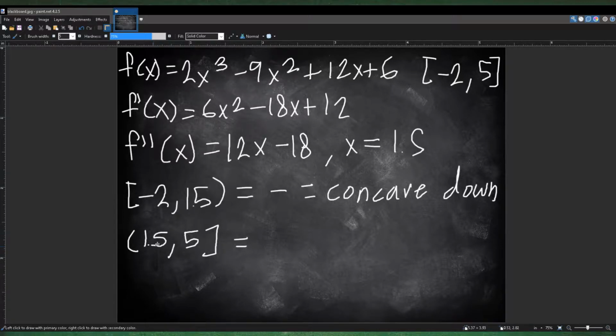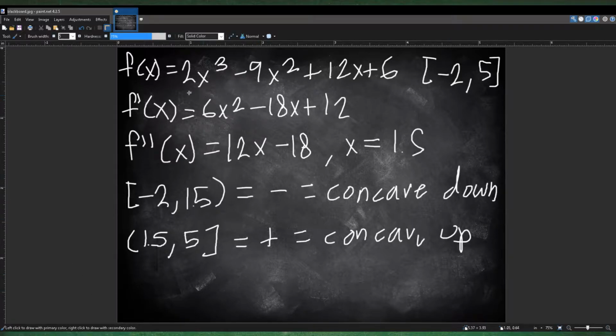So let's say now we have 1.5 and 5. Let's choose a number. Let's say 2, because 2 is between 1.5 and 5. If we plug in 2, 12 times 2 is 24. 24 minus 18 is 6. So 6 is positive. As we said, if the graph is positive, it's above the x-axis, and if it's above the x-axis, that's concave up. And that's basically all you have to do, which makes sense, right?